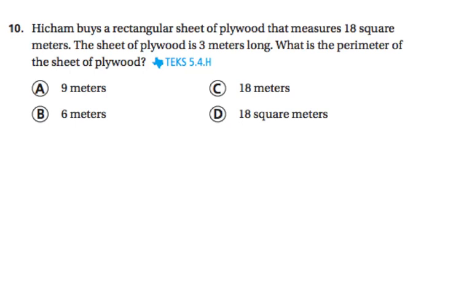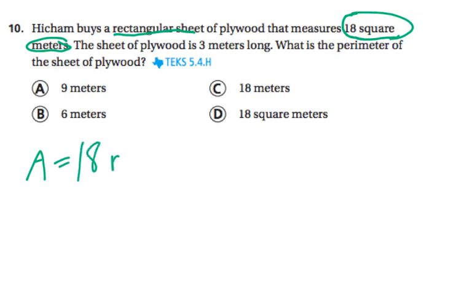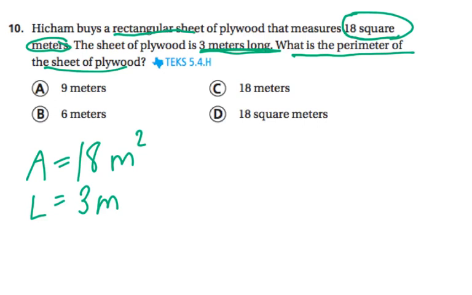Hickam buys a rectangular sheet of plywood that measures 18 square meters. Oh, they told us square meters. They actually gave us the area. We know that the area is 18 square meters. The sheet of plywood is 3 meters long. Okay, so they gave us the length. The length is 3. What is the perimeter?